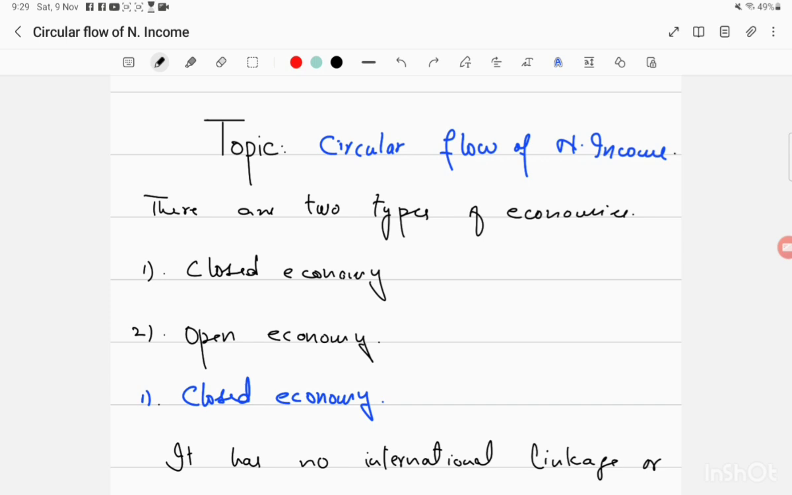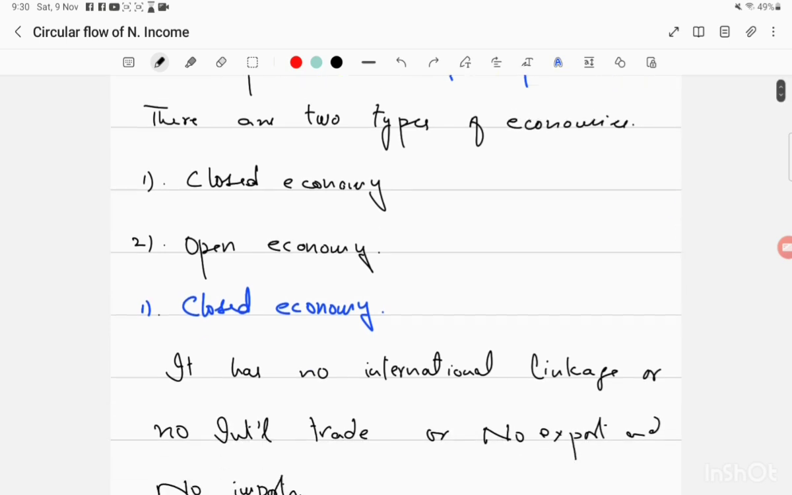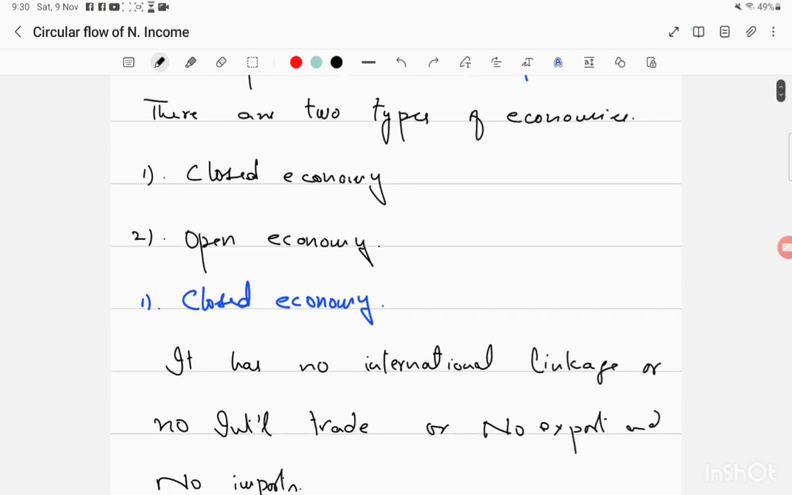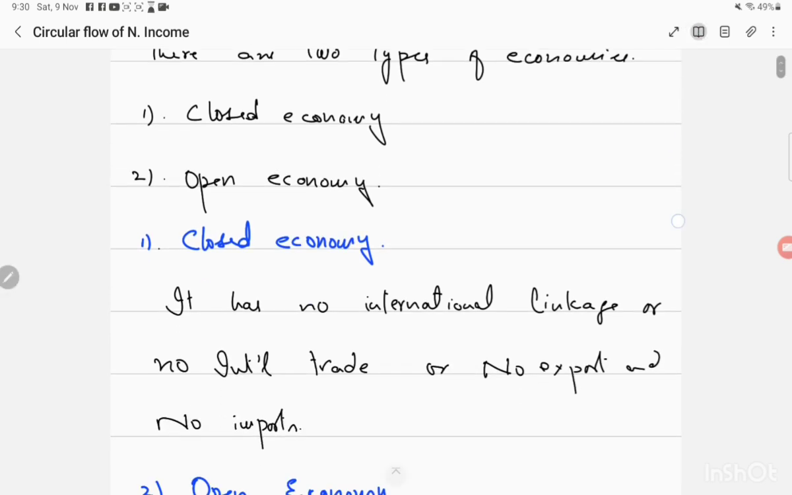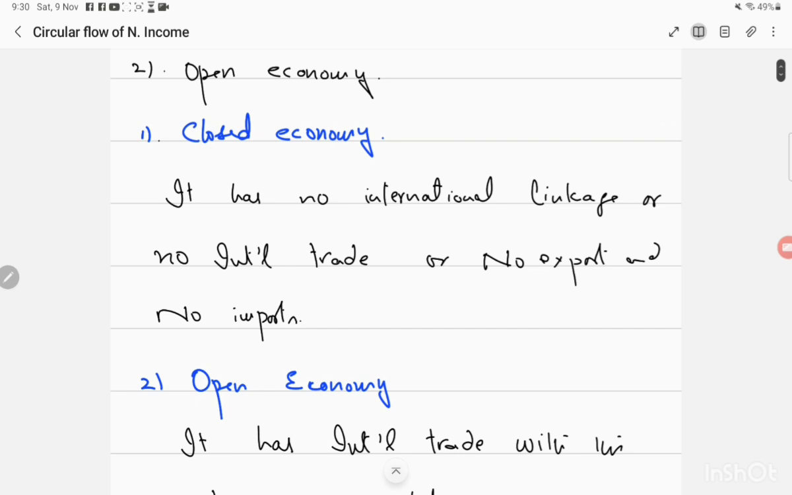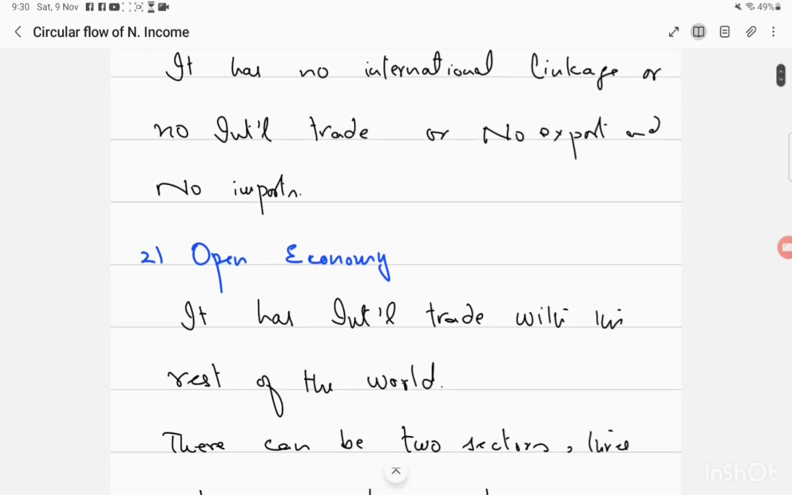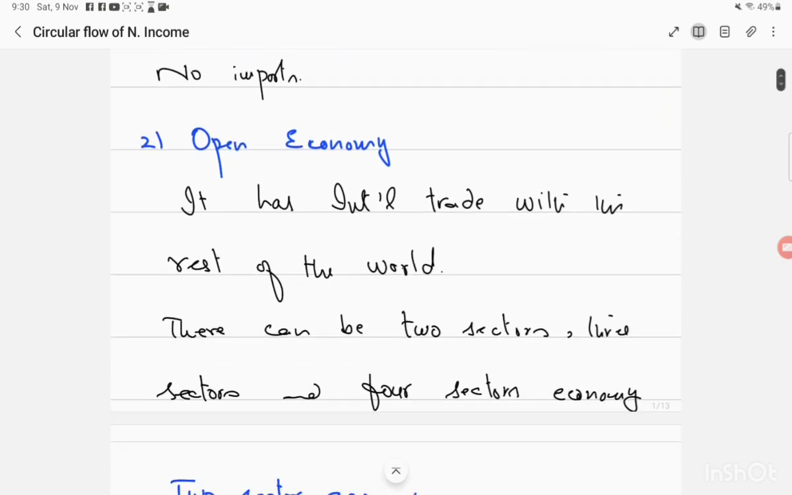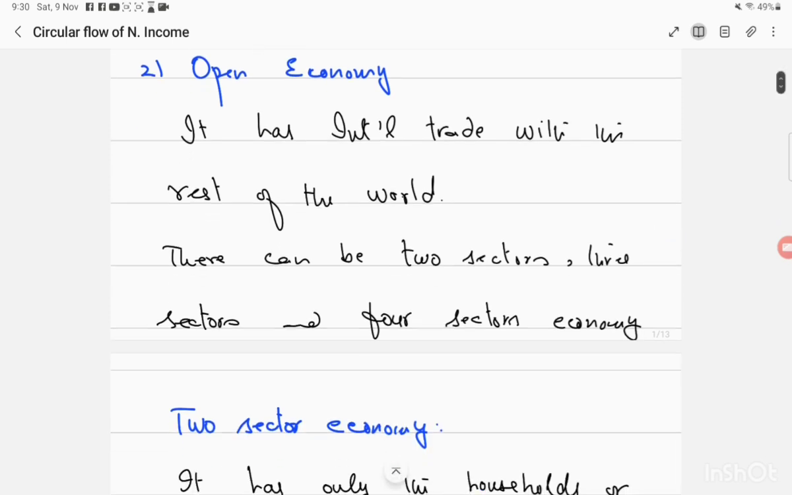Whereas an open economy will have its export section and then the import section as well. So an open economy has international trade, whereas a closed economy does not. Two types of economies: the closed economy has no international linkage, no international trade, no exports and no imports. The open economy has international trade with the rest of the world. There can be two sector, three sector, or four sector economies.